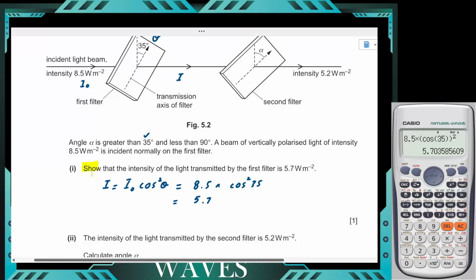And keep in mind the command word "show": in this one you have to show each and every step. You need to write down the formula, then you need to show the values that you have inserted. Only then you calculate the final answer.